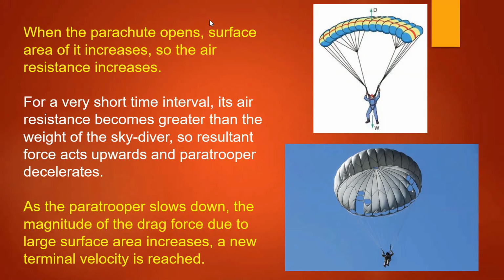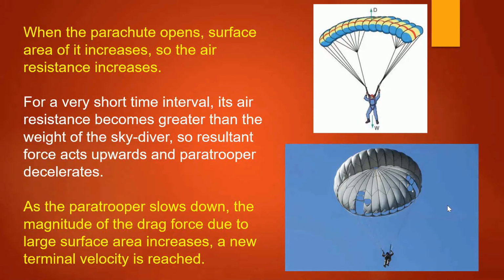When the parachute opens, the surface area of it increases, so the air resistance increases. For a very short time interval, its air resistance becomes greater than the weight of the skydiver, so the resultant force acts upwards and the paratrooper decelerates. As the paratrooper slows down, the magnitude of the drag force due to large surface area increases, and a new terminal velocity is reached. We can see these 2 diagrams.